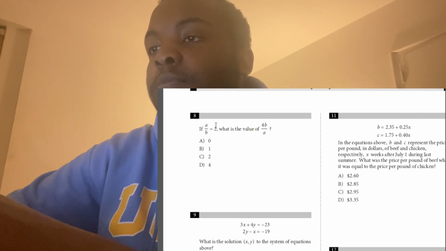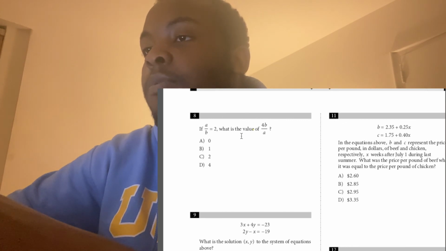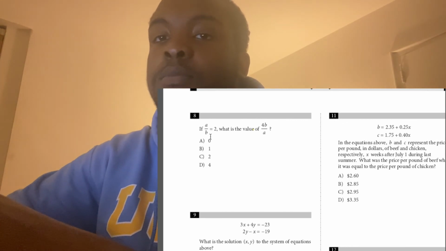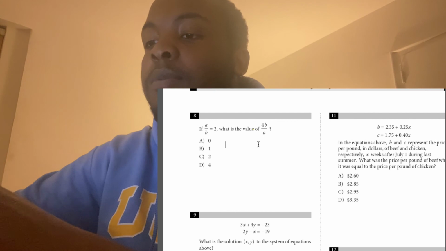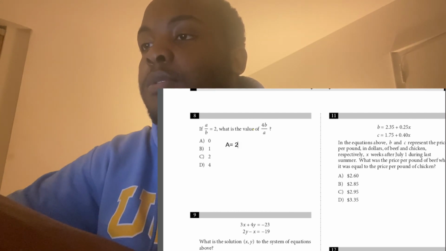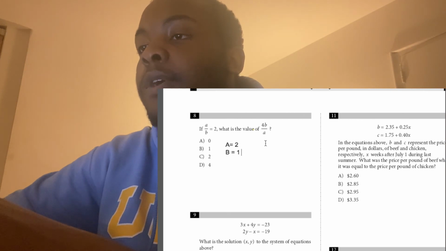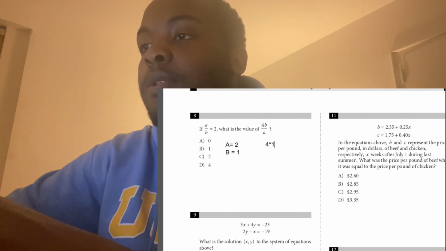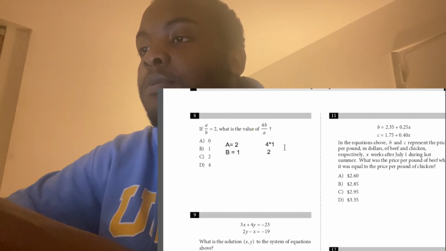Okay, if a over b equals 2, there's a couple ways of doing this. I like just plugging in numbers that work. So if a over b equals 2, well, then a could be 2, right? And then b would have to be 1. What's the value of 4b over a? That's going to be 4 times 1 over 2, which is going to equal 2.